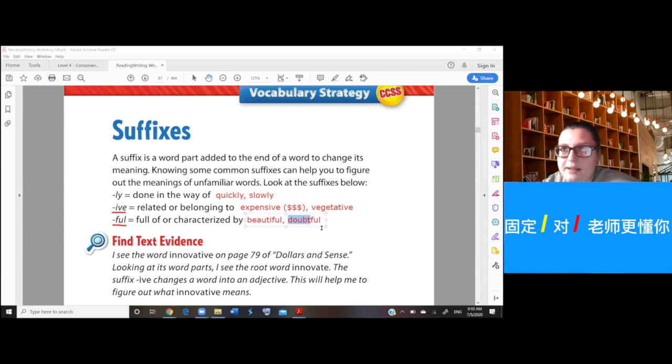If you say the sun is very cold, and I say, I doubt that, I think you're wrong. Like, I don't think so. So doubtful is full of doubt. So it takes the verb and makes it an adjective.